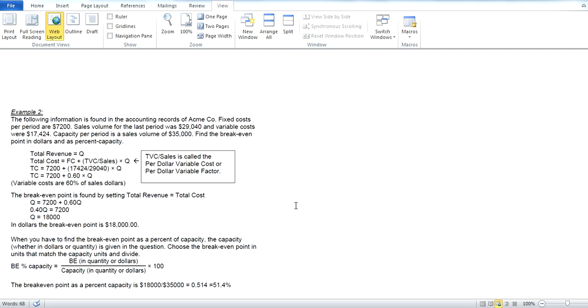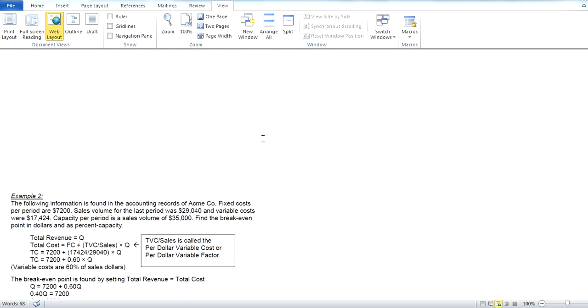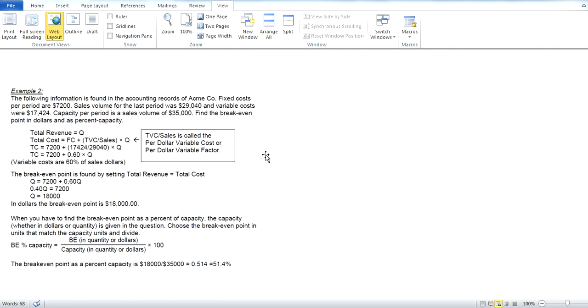Example number 2. This is an example where instead of the per unit amounts, we have the total amounts, and then we figure out the percentages ourselves. Example number 2 says the following information is found in the accounting records of Acme Co. Fixed costs for the period are $7,200. Remember, fixed costs don't change. Variable costs change with the amount of units that are produced and sold. Sales volume for the last period was 29,040 and variable costs were 17,424. The capacity per period is a sales volume of 35,000. Find the break-even point in dollars and as a percent of capacity.